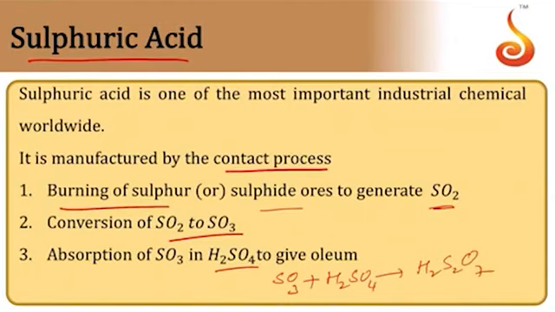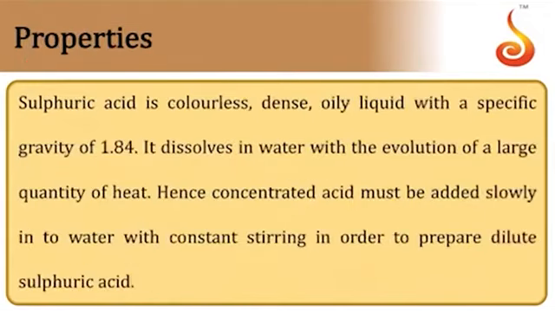Once you get oleum, H2S2O7, when you add water to it, you get back the sulfuric acid. So SO3 is absorbed to get oleum, and oleum is hydrolyzed to get back the sulfuric acid. This is how sulfuric acid is prepared by the contact process.